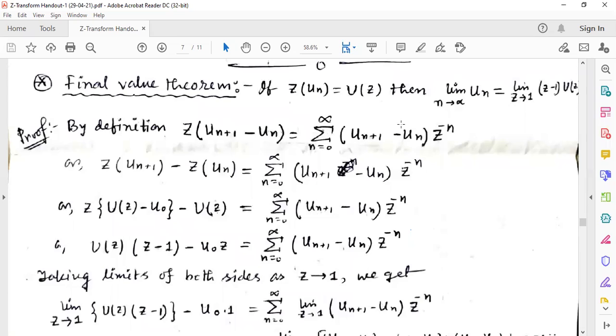If Z transformation of u_n equals capital U(z), then limit n tends to infinity of u_n is equal to limit z tends to 1 of (z minus 1) U(z). This is the value. Now we shall prove it by definition.